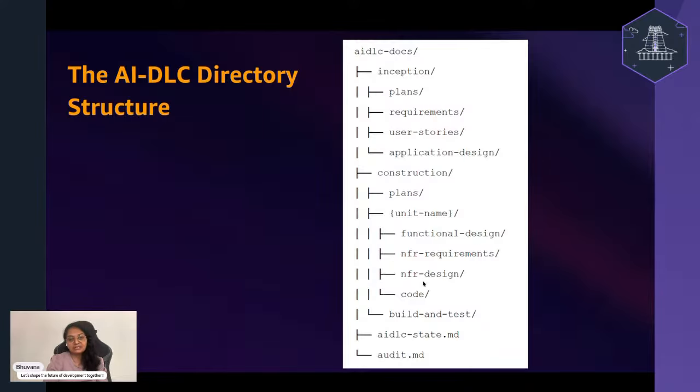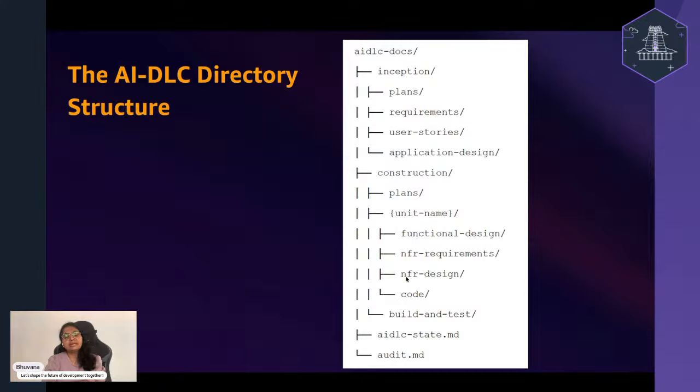So this is how the structure looks. When you give the first statement using AI DLC, go ahead and develop this. It will create this folder, AI DLC docs, with the AI DLC state and audit.md file. And when you are entering into the inception phase, it is going to create this inception folder, first starting with the requirement directory, and then user stories, plan, application design one by one. And when it is stepping into the construction phase, it is going to create this.